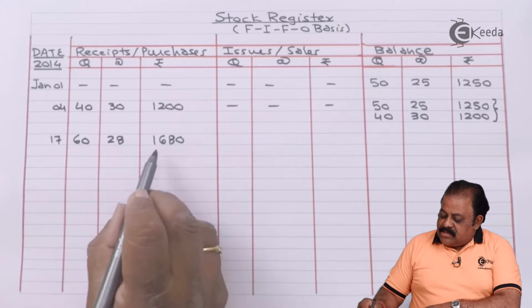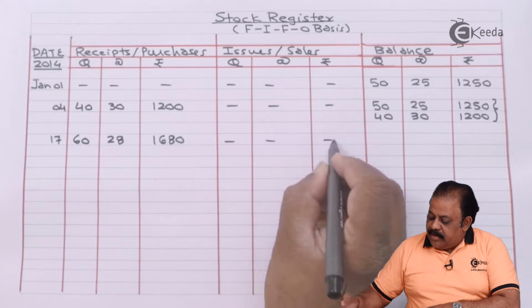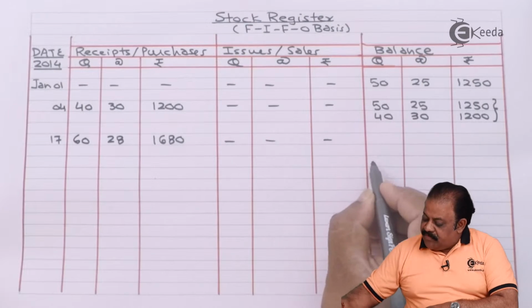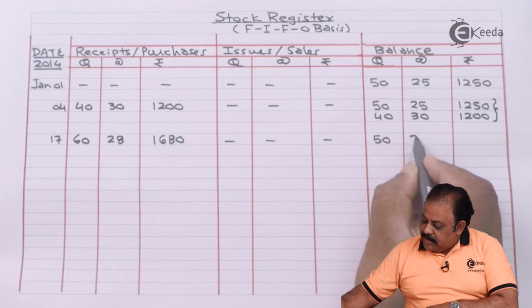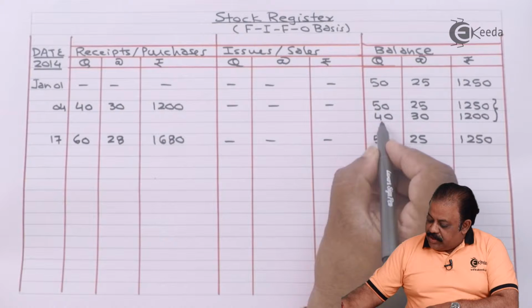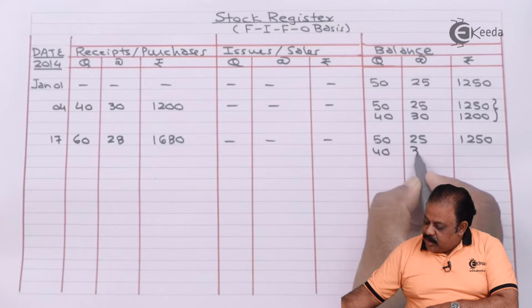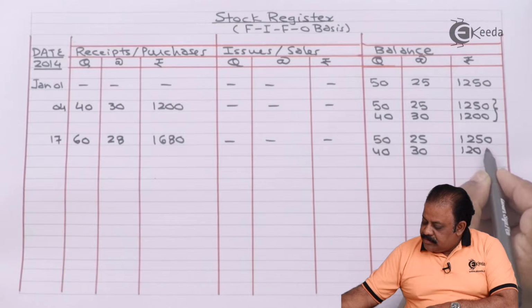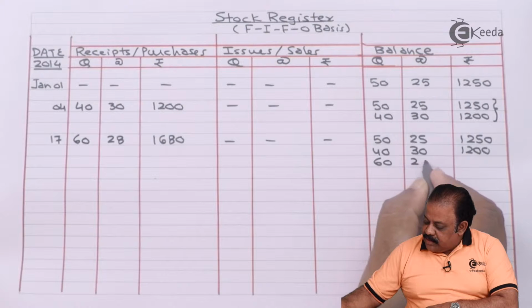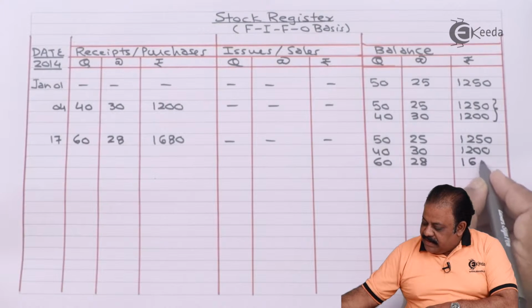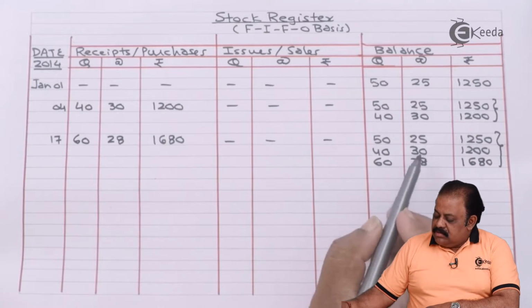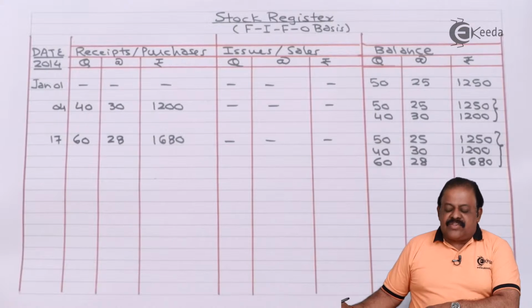So value is 1680. Now we will be recording closing balance. First we have to take oldest stock 50 units at the rate of 25, 1250. Next 40 units at the rate of 30, 1200. And now current purchases 60 units at the rate of 28, 1680. So we have now three stocks, 50 units, 40 units and 60 units.